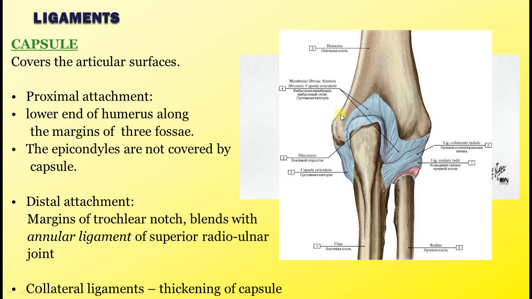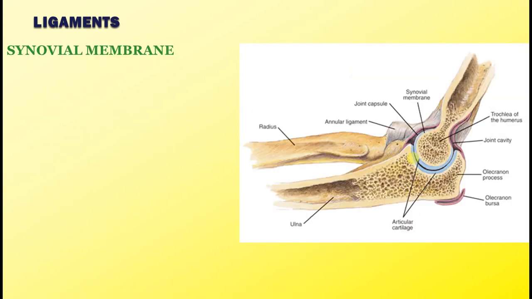Posteriorly, you are able to see the attachments of the capsule along the margins of the olecranon fossa. Then inferiorly, it is blending with the annular ligament. Here you are able to see an extension of the synovial membrane, we will come to that later. A little bit of synovial membrane is extending near the neck of the radius. Then thickenings of the capsule on either side form the medial and lateral collateral ligaments, also called the ulnar and radial collateral ligaments.